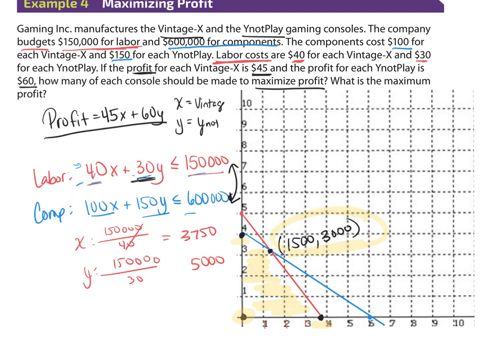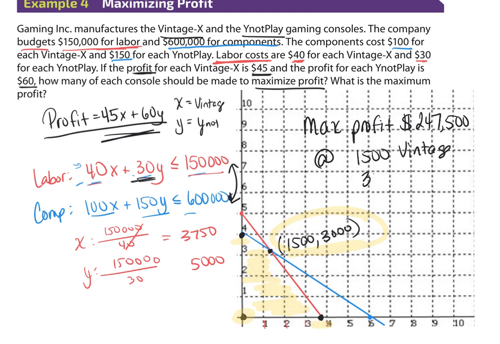So your answer would look like this. You would say max profit is, and what happens when you plug it in? You get a big profit here. Plug it in, get your 247,500. And it happens at 1,500 vintage and 3,000, why not? Okay, so this is what your answer should look like: what your max profit is, and what you did to get it. Questions? Good, try one.